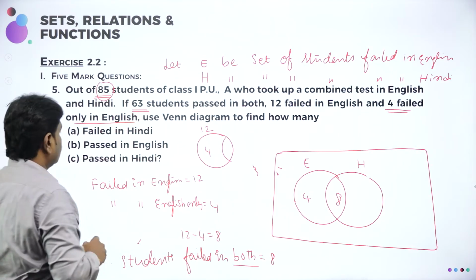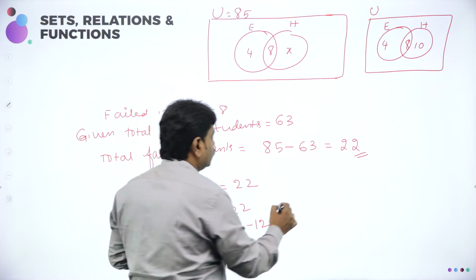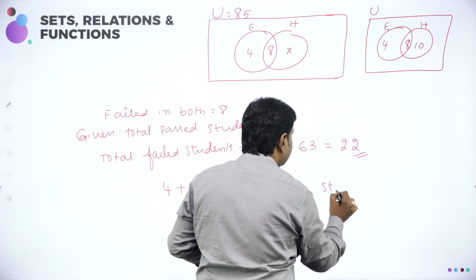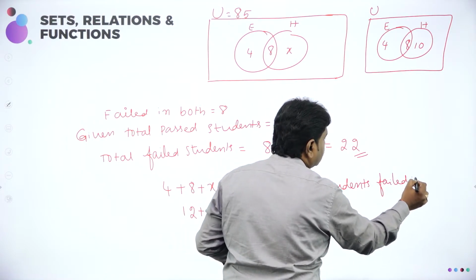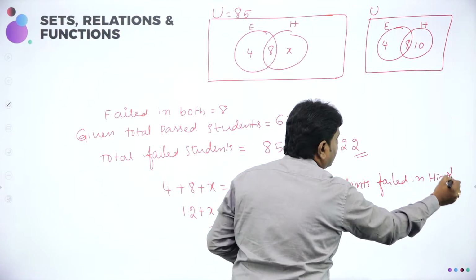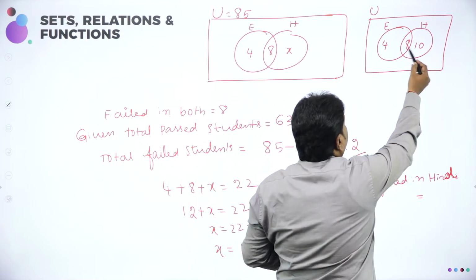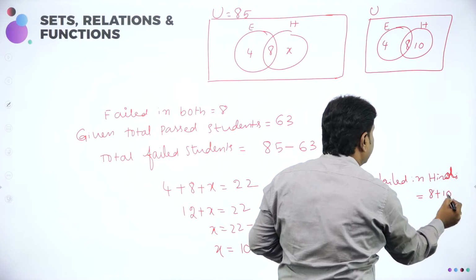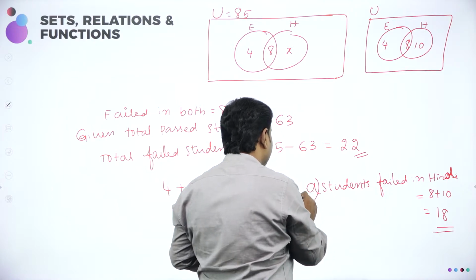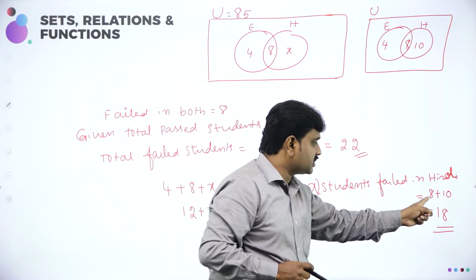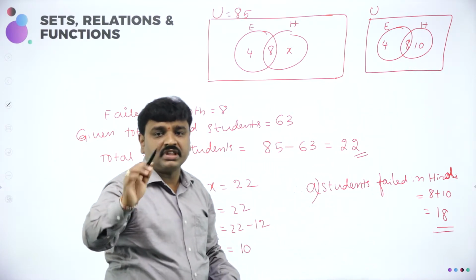So now they want failed in Hindi. Question A, students failed in Hindi. Can you see the Venn diagram and tell? In the Venn diagram, the Hindi part is 8 and 10. So 8 plus 10, how much? 18 students. The answer for A is 18 from the Venn diagram. For question A, students failed in Hindi are 8 failed in both and 10 failed in Hindi only. So 8 plus 10 is 18. 18 students failed in Hindi.